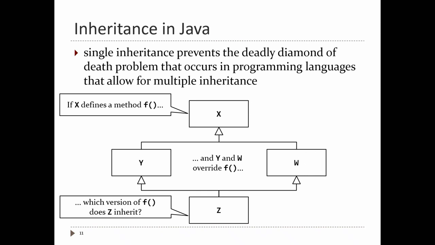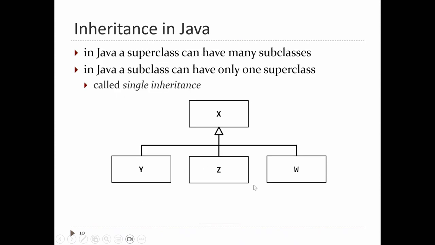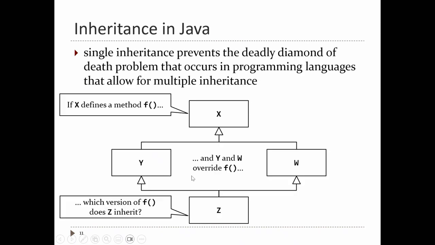And so all of the object-oriented programming languages that deal with multiple inheritance need some way to address this problem. The Java language designers decided that this problem was not worth the effort to deal with. So only single inheritance in Java. No multiple inheritance.